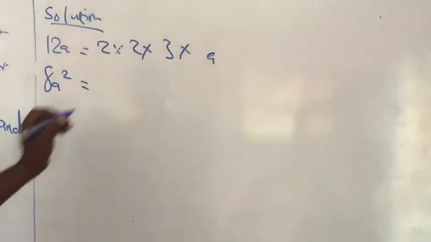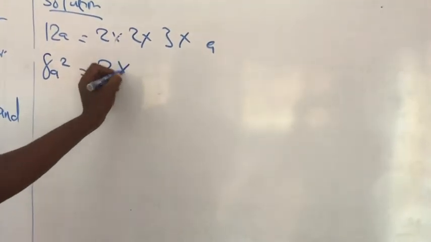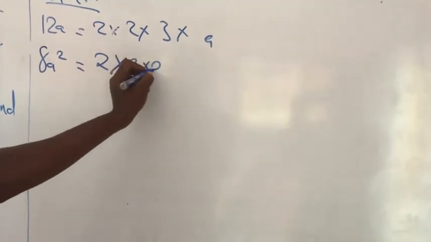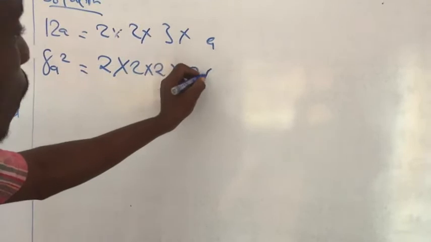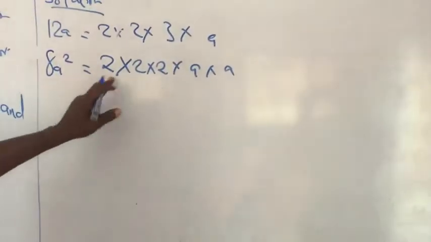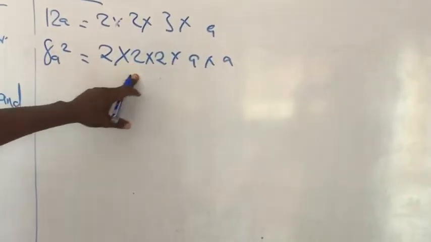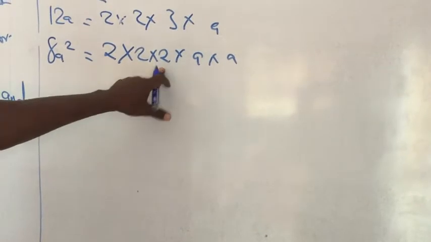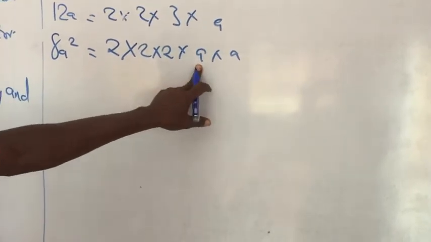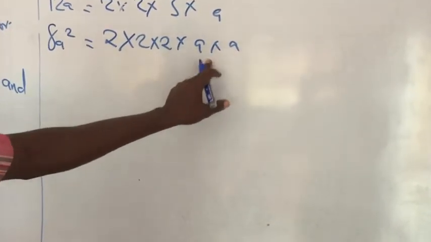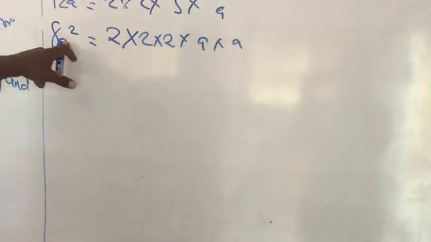Now the next one is 8a squared. What do you have for it? 2 times 2 times 2 times a times a. Let's check. 2 times 2 is 4. 4 times 2 is 8. 8 times a is 8a. 8a times a is 8a squared, which is what we have here.